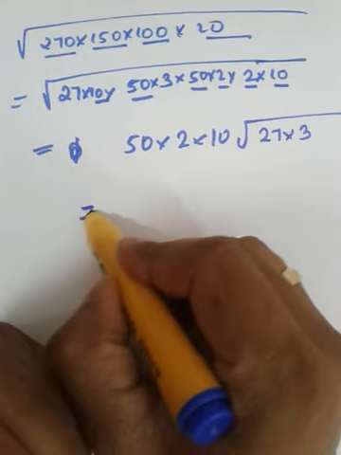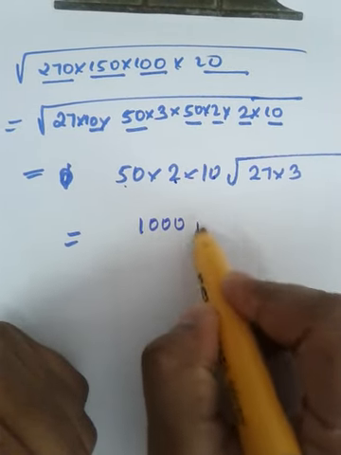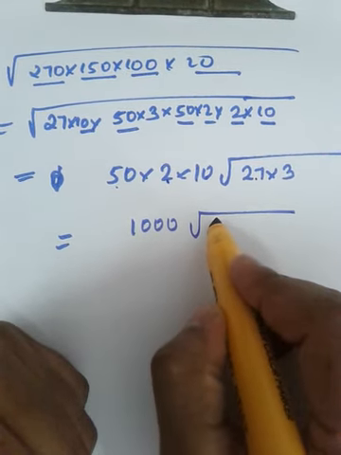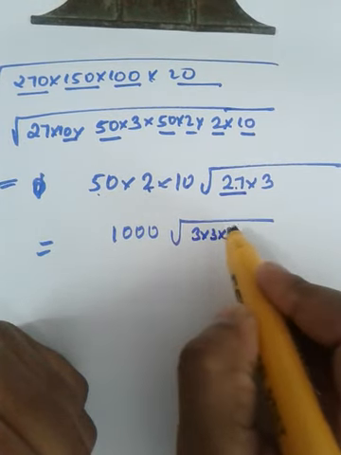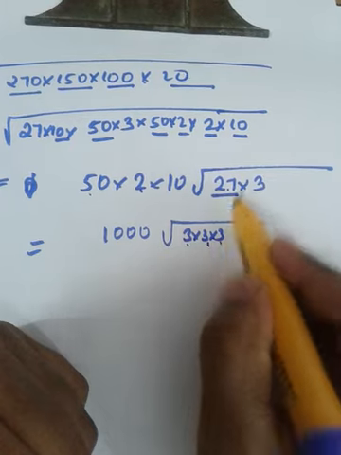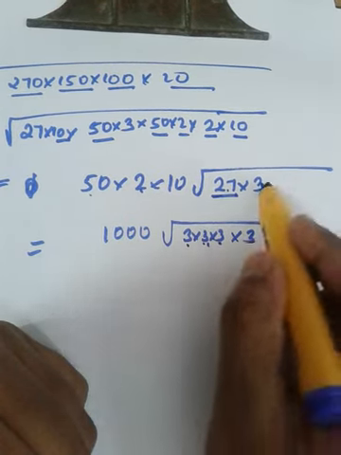Okay. Now we just see, 50 into 2 is 100. 100 into 10 is 1000. Square root of, what is 27? Can I write 27 as 3 into 3 into 3? Yes, I can, because 3 into 3 is 9. 9 into 3 is 27. Then this 3 as it is. 27 I replaced as 3 into 3 into 3. Then this 3 as it is.